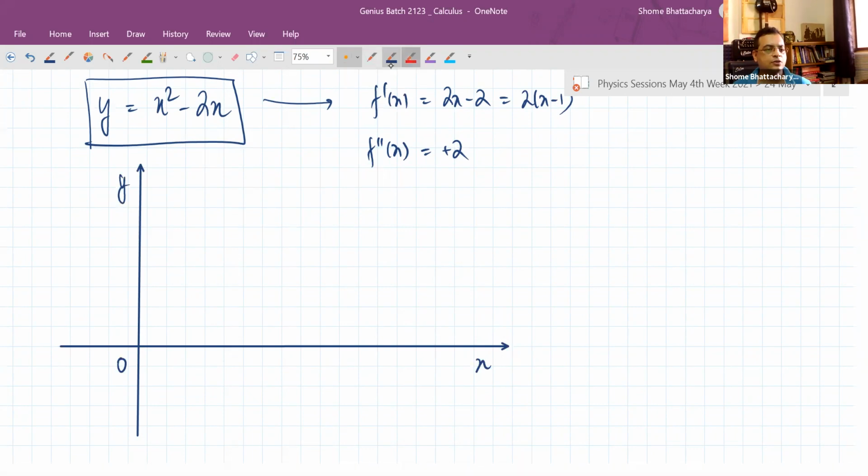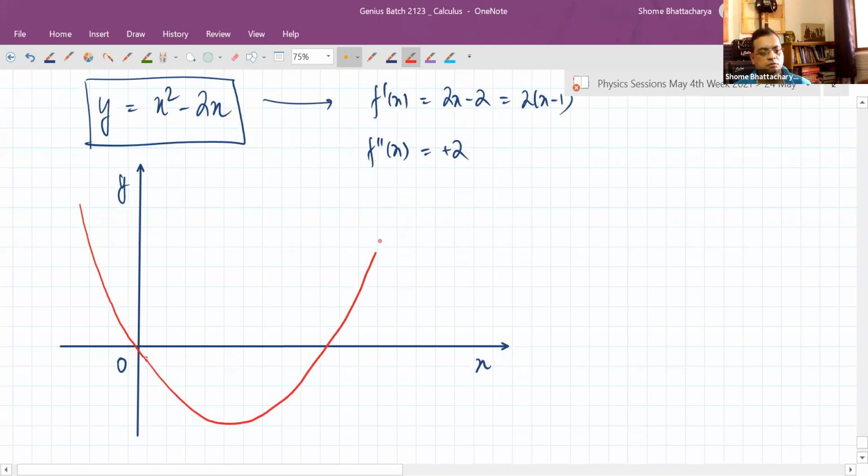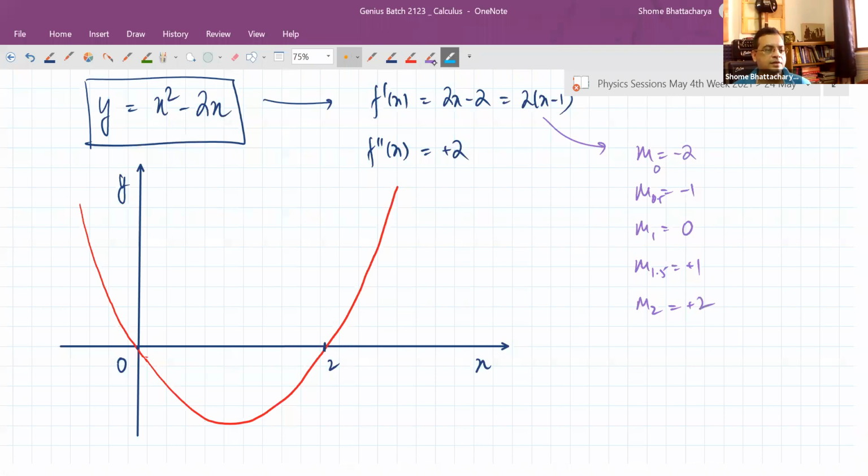So it should have the reverse kind of behavior now. It should have this kind of behavior. So this point is 2. Now if you analyze here, you will see that the slope of this graph at 0 is -2. At 0.5, the slope is -1. At 1, it will become 0. At 1.5, it will become +1. At 2, it will again become +2. So here you can see that happening.